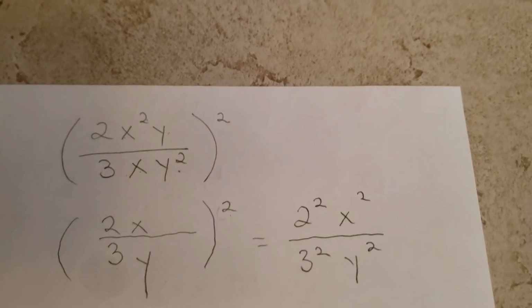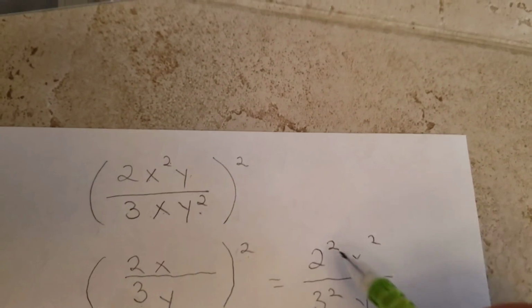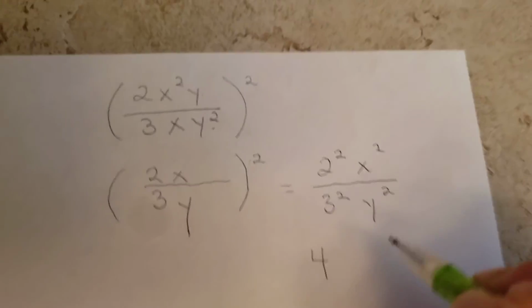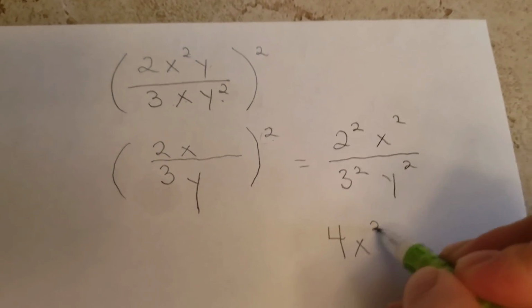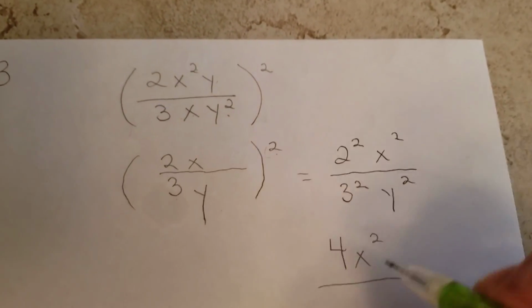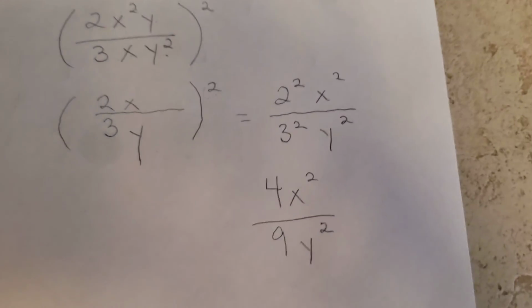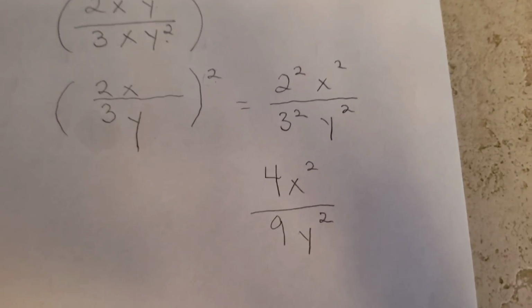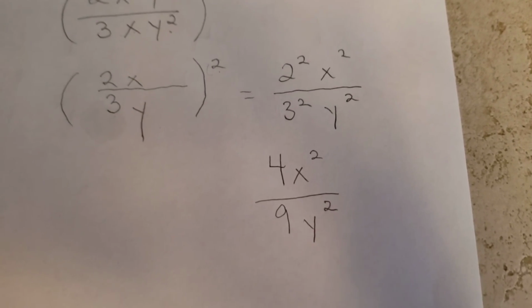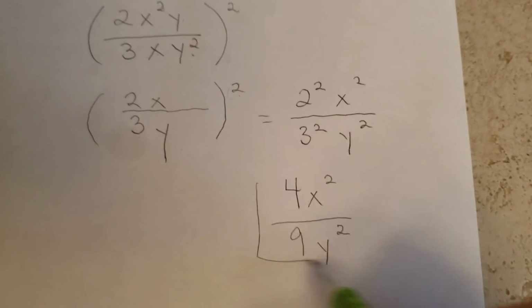Now the only thing I can simplify more here are my coefficients. So 2 to the second power is 4. My x squared over 3 to the second power is 9. And I am left with my y squared. And I can't do anything else with my variables there. So 4x squared over 9y squared is my final answer.